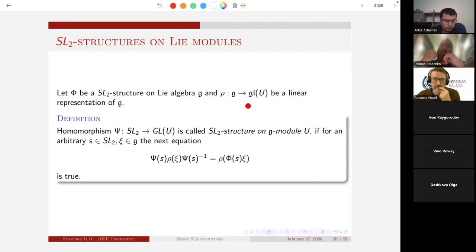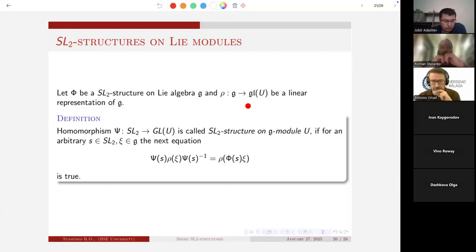And maybe if the theory of short SL2 structure gives us a connection between Lie algebras and Jordan algebras, we can expect that the theory of representations of Lie algebras, with the tool of short SL2 structure, gives us a tool to investigate the representations of Jordan algebras and connect them to each other.